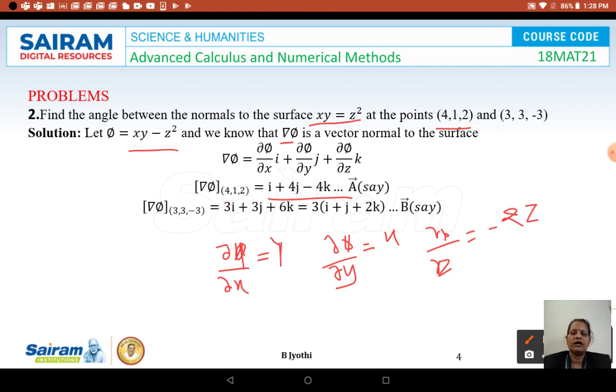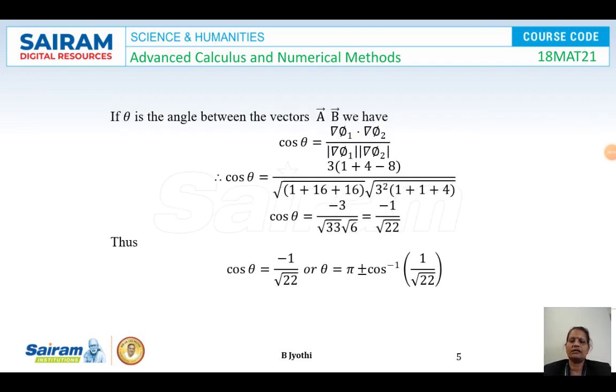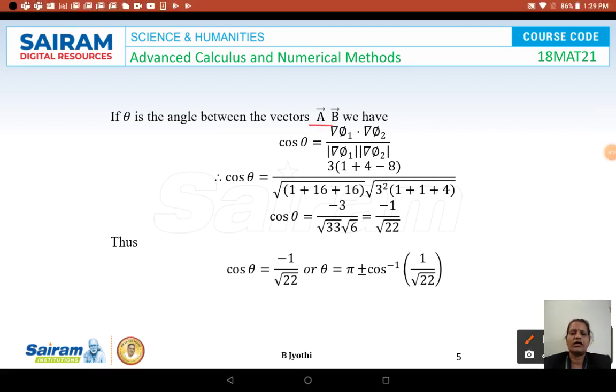Then at the second point (3, 3, -3) we get 3i plus 3j plus 6k, which is equal to 3 times (i plus j plus 2k). Let us call this B and the first vector A. Now we find the angle theta between the two vectors A and B. The formula is cos theta equal to del phi 1 dot del phi 2 divided by mod del phi 1 into mod del phi 2.